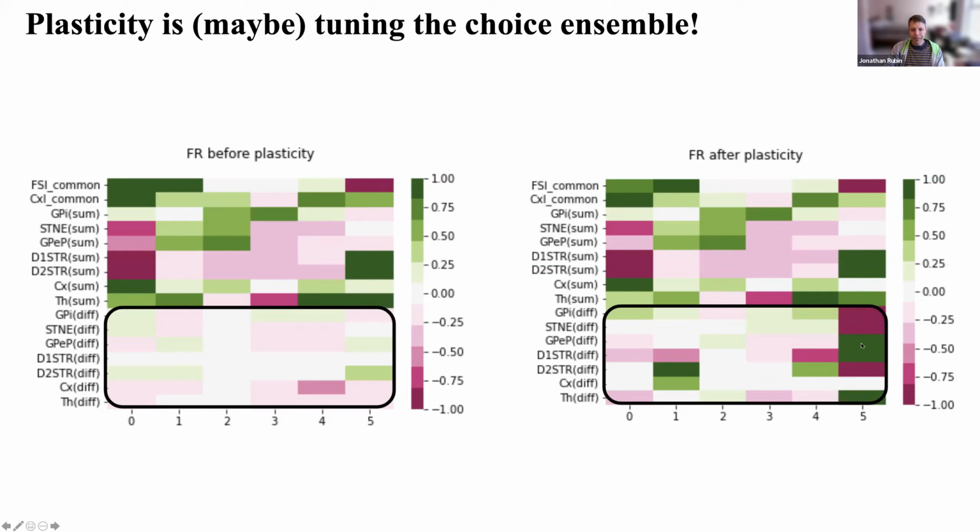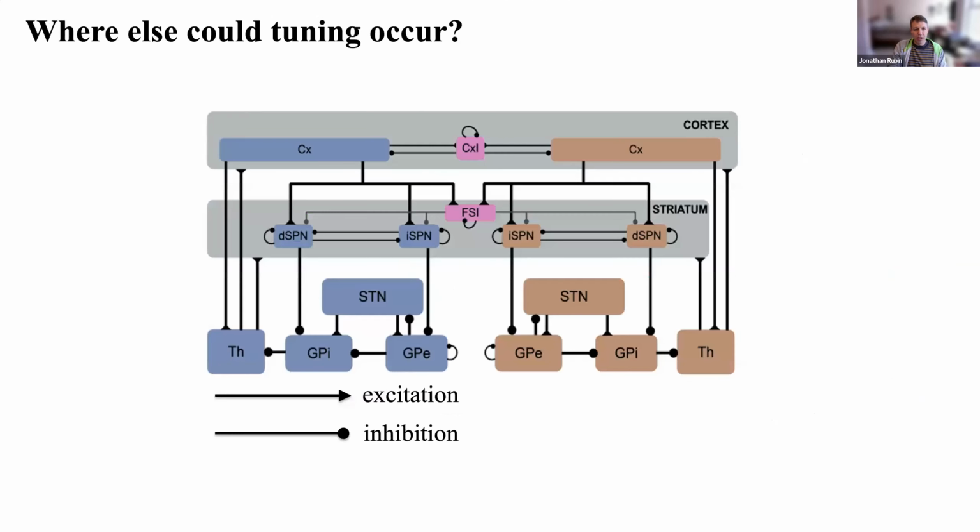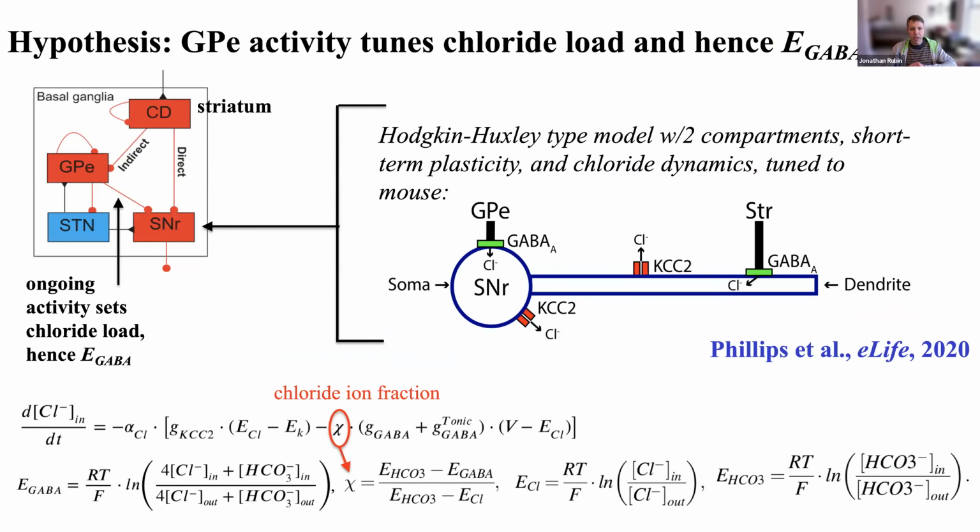But that leaves open a question: it looks like we should have at least 3 ensembles to effectively tune our decision policy. So what other tuning mechanisms could be present in the basal ganglia besides this plasticity? What I won't tell you about is one example of something we think could be doing this. Because I'm out of time, I'll just point you to this paper.